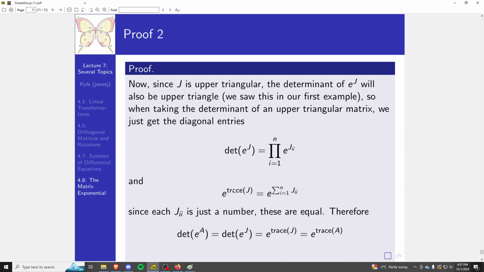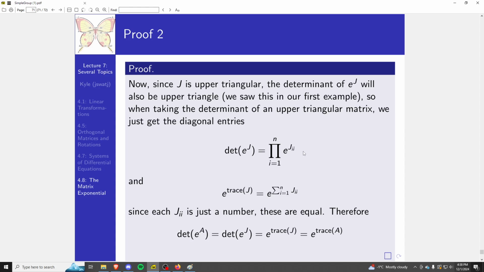Since J is upper triangular, e to the J will also be upper triangular. I should have said that, not the determinant. E to the J will also be upper triangular. And so if we take the determinant of an upper triangular matrix, it is just the product of the diagonal entries, which are J_ii here.